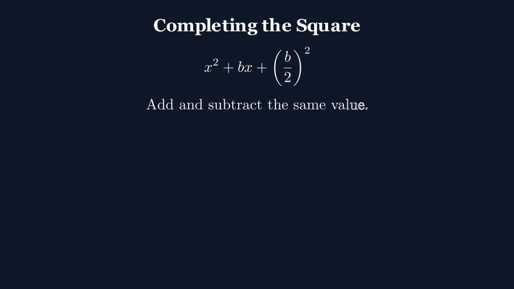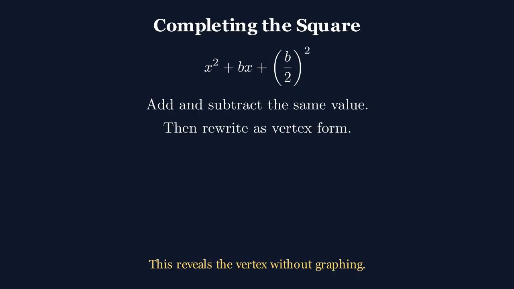Completing the square converts standard form into vertex form. The key pattern is x² + bx + (b/2)². We add and subtract the same value so the expression stays equivalent. This reveals the vertex when factoring is not the fastest path.